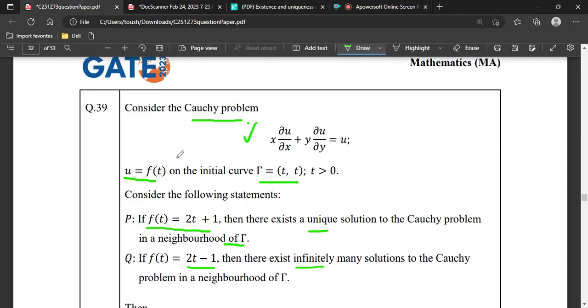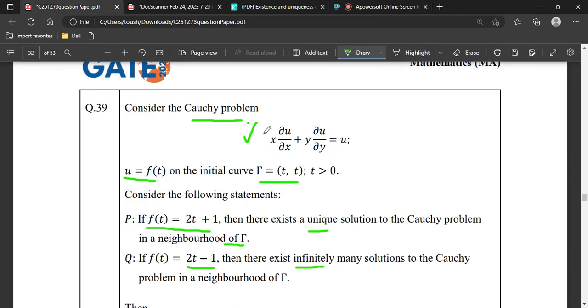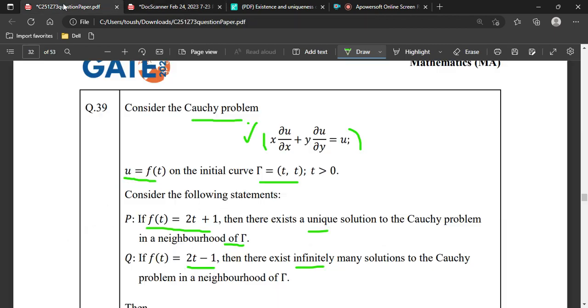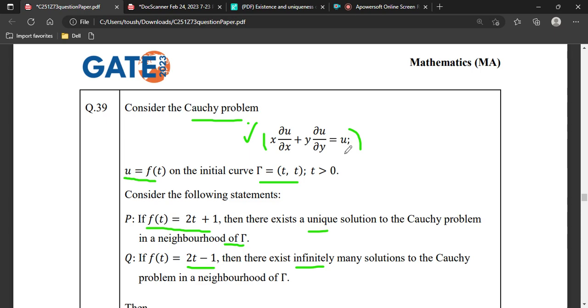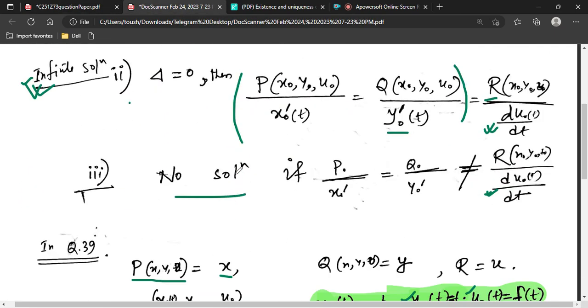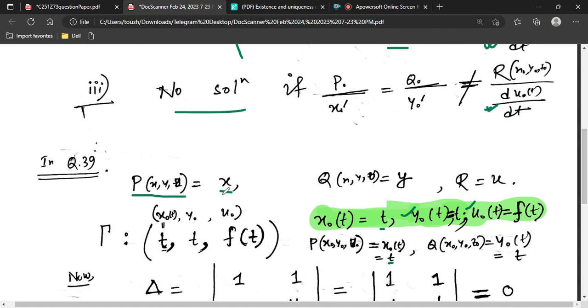So in our problem, let's make it now. This is your first order PDE: x ∂u/∂x + y ∂u/∂y = u. If you compare this with p ∂u/∂x + q ∂u/∂y = r, then p is x, q is y, and r is u. So p(x,y,u) is x, q(x,y,u) is y, and r(x,y,u) is u. Okay, so these are your p, q, r.